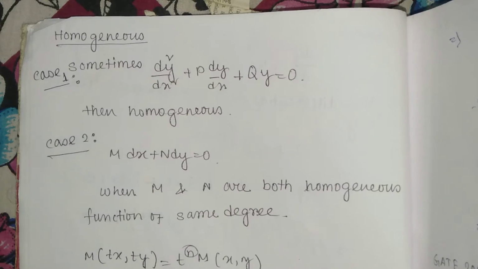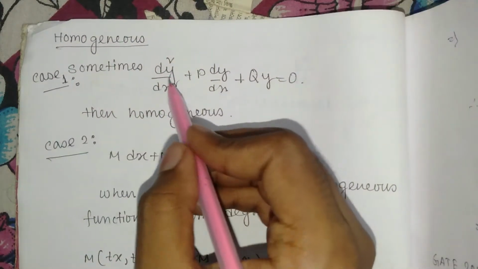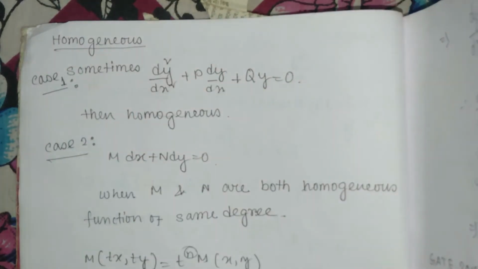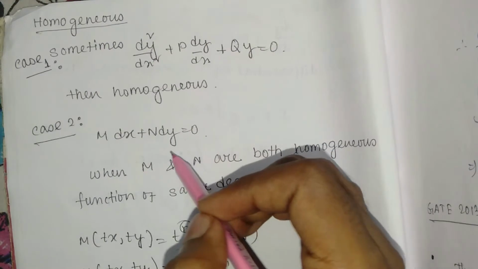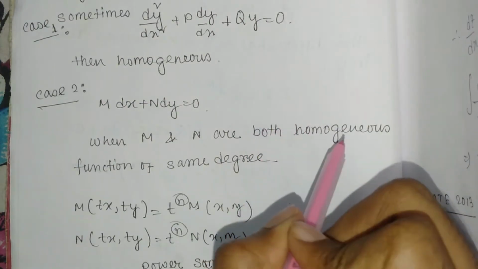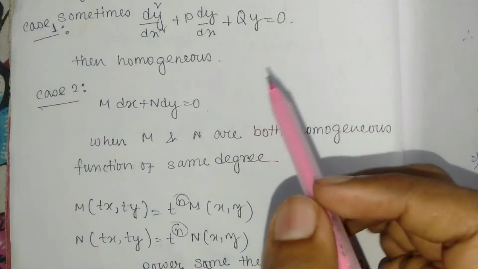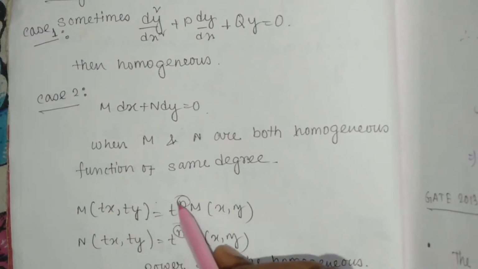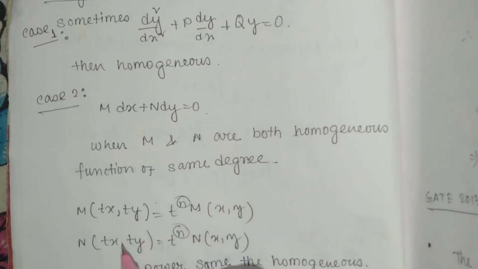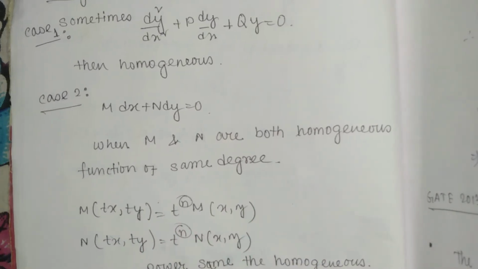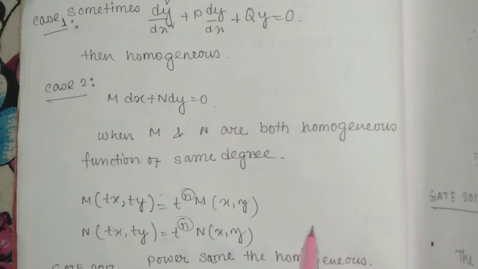Now talking about the homogeneous equation, we have case 1 and case 2. In case 1, sometimes d2y/dx2 plus P dy/dx plus Qy is equal to 0, then the equation is homogeneous. In case 2, M dx plus N dy is equal to 0 when M and N are both homogeneous functions of the same degree. M of tx, ty is t to the power n times M of x, y, and N of tx, ty is t to the power n times N of x, y, with the same power, then the equation is homogeneous.